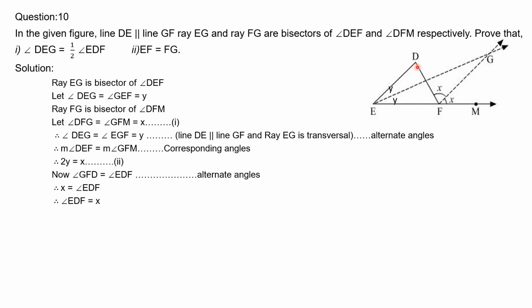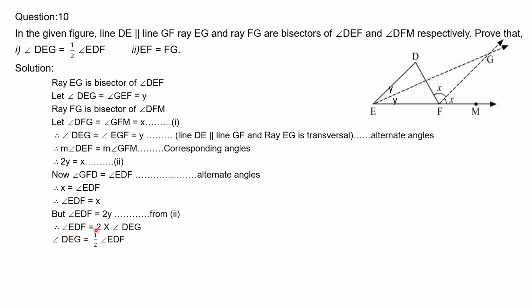Now the measure of angle GFD is equal to the measure of angle EDF. Both are alternate angles because DE is parallel to GF and DF is their transversal. So the measure of angle GFD is equal to the measure of angle EDF. Therefore the measure of angle GFD is x. So x is equal to EDF, meaning the value of angle EDF is x. But the value of EDF is also 2y because 2y is equal to x from equation 2. So we write here angle EDF is equal to 2y.